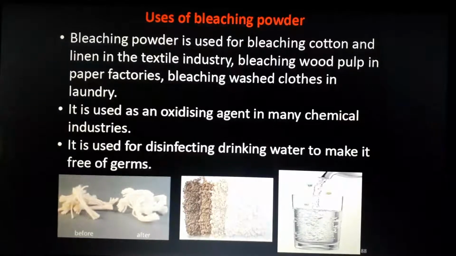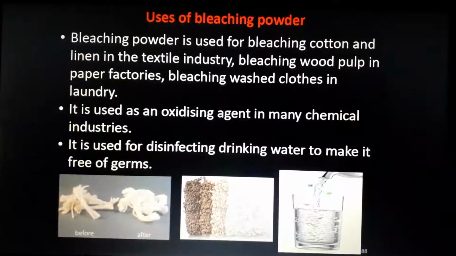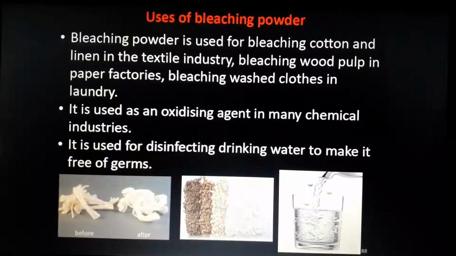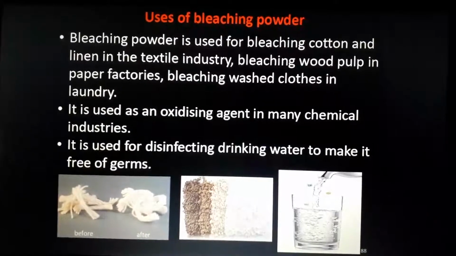Okay, so it is used in what all things? See, bleaching cotton and linen in textile industries, bleaching wood pulp in paper factories, bleaching washed clothes in laundry. If you are giving your dress to laundry, for example, if we have a heavy stain in our clothes, like turmeric, it does not go very easily. And a stain from banana is also very difficult to wash out. So we use this bleaching powder to bleach it. That means it will remove that color and make it pure white.